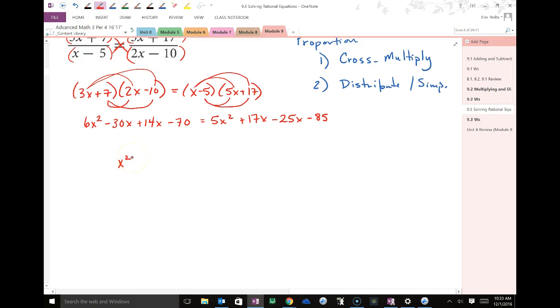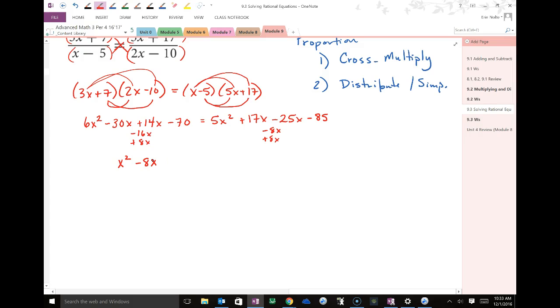Okay, follow me? Okay, so in the middle term on my left side, I have negative 30x plus 14x. How many x's is that? So this is like negative 16 x's. Okay, and on my middle term on the right-hand side, I have 17x minus 25x. How many x's is that? Negative 8x. So for me to solve, I would add this 8x over, right? So what's negative 16x plus 8x? Negative 8x, okay. Everybody follow all those x's?